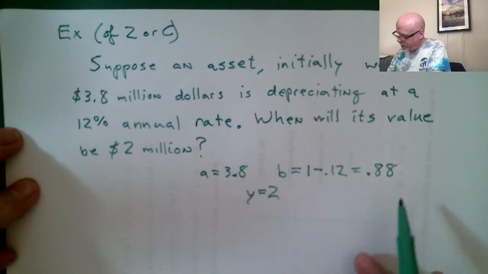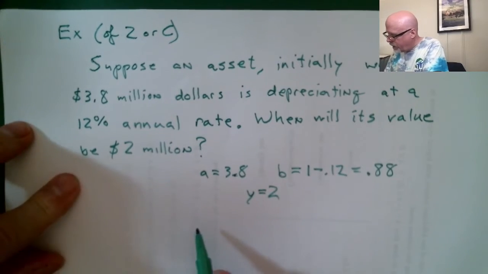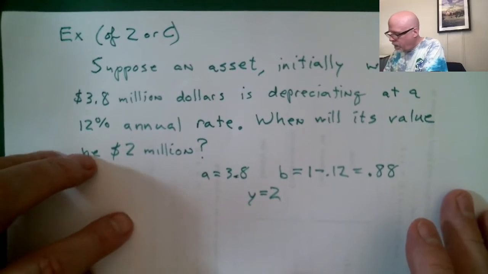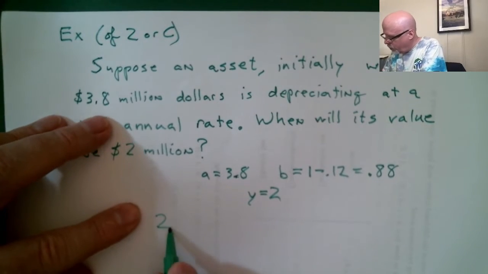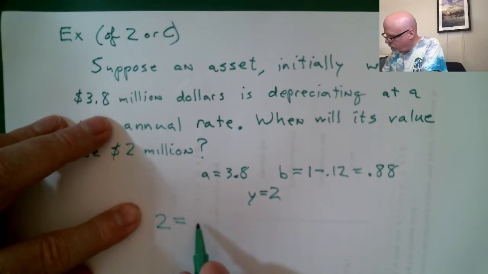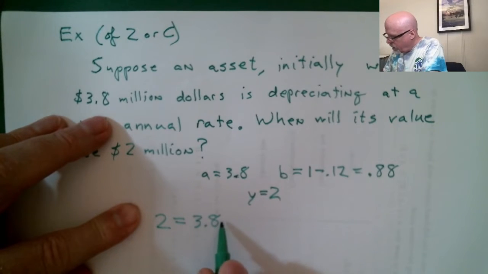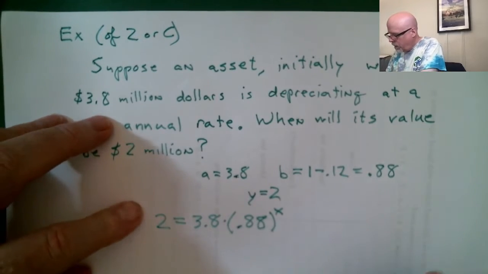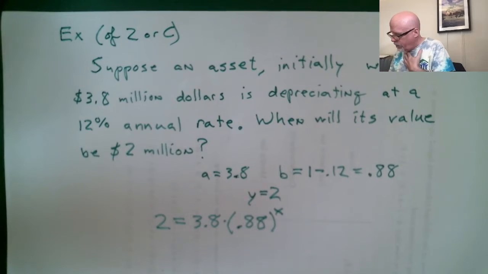So just take all that junk and write it down into an equation. We'll then solve that equation. So 2 is 3.8 times 0.88 to the x. So we know everything except for x. How are we going to work this out?